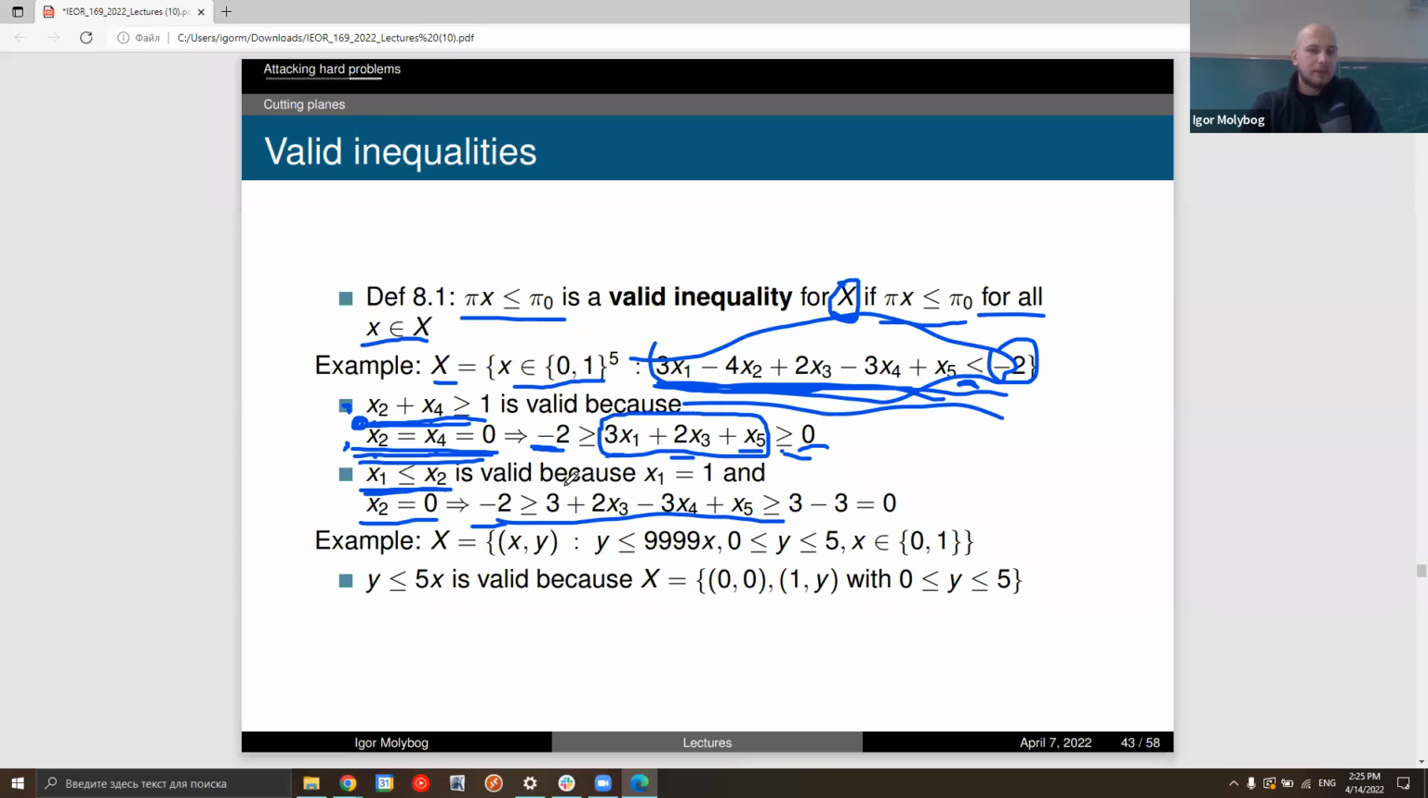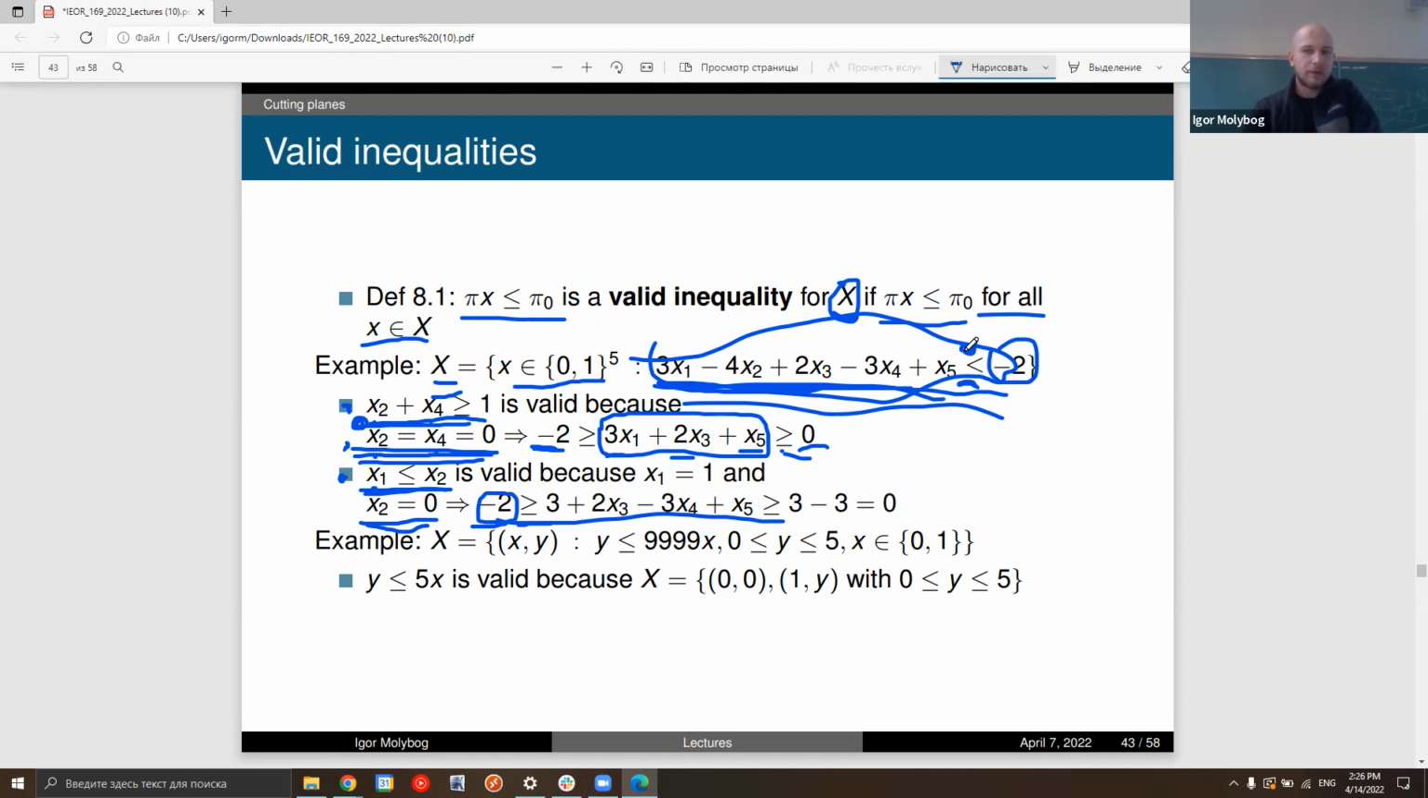Similarly, we can assume that x1 is equal to 1 and x2 is equal to 0. It's the only case when this inequality is violated. Let's assume that this inequality is violated, and then prove that the corresponding point does not belong to the set x. How to prove that? Well, we again put -2 on the left, and then we use the greater than or equal sign, because it's the contrary of the less than or equal that we have in the very beginning.